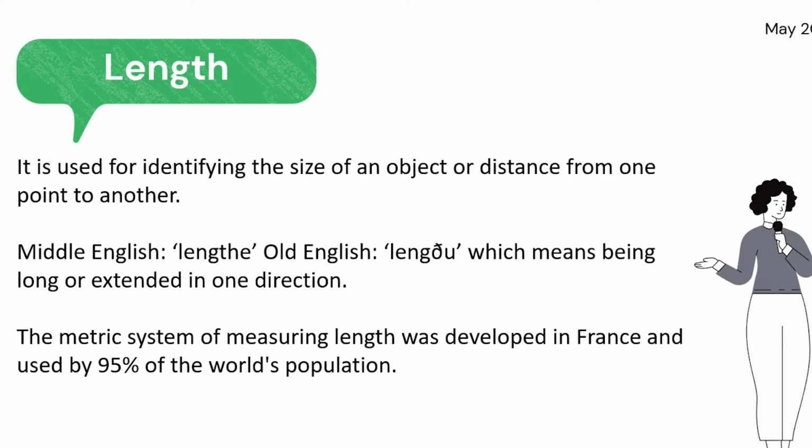The word length comes from Middle English lengthy and from Old English lengo, which means property of being long or extended in one direction. The metric system of measuring length was developed in France and is now used by about 95% of the world's population.